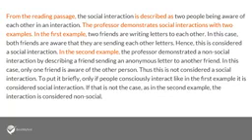In the second example, the professor demonstrates a non-social interaction by describing a friend sending an anonymous letter to another friend. In this case, only one friend is aware of the other person. Thus, this is not considered a social interaction. To put it briefly, only if people consciously interact like the first example, it is considered social interaction. If that's not the case, as in the second example, the interaction is considered non-social.